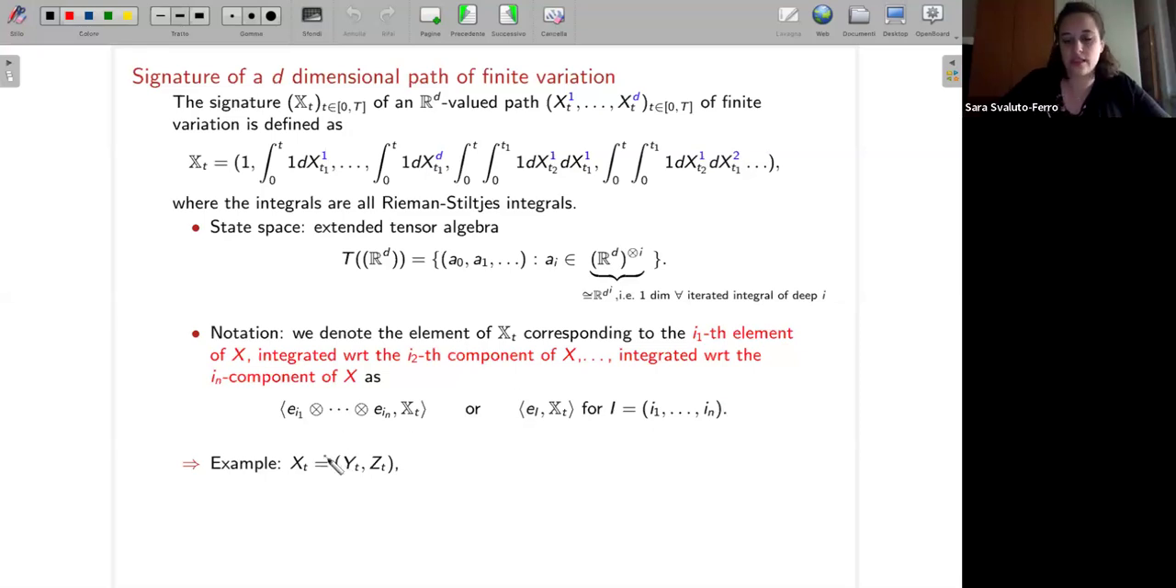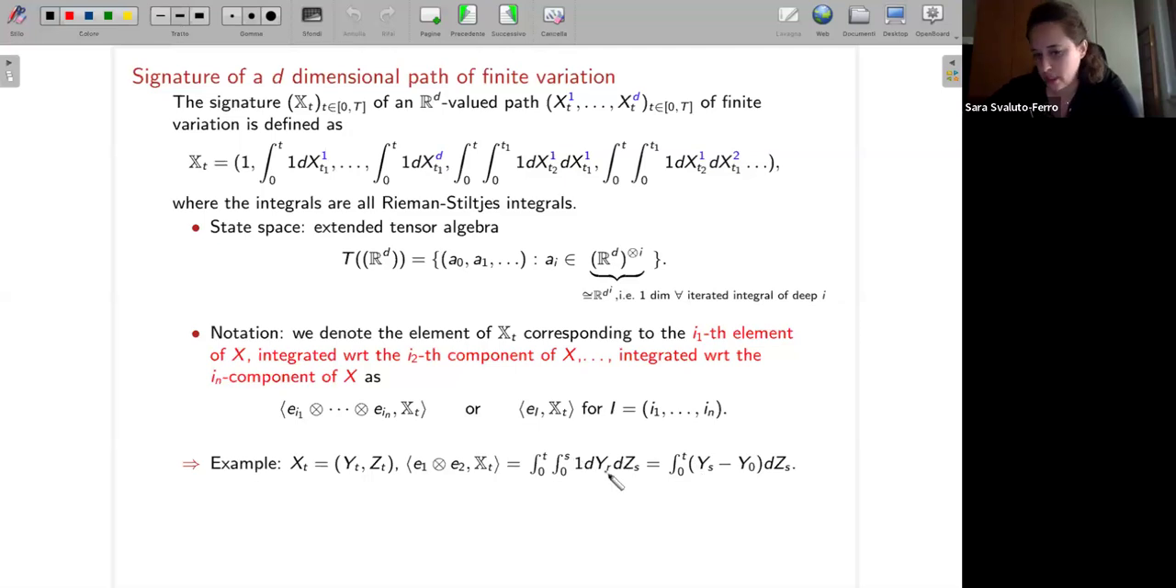For example, just to see, if we have a two-dimensional process and we want to compute the element (1,2) of the signature, we get the integral of 1, with respect to the first component, which is y, integrated with respect to the second component, which is z. The first integral can be computed explicitly: it is y_s minus y_0, integrated with respect to z_s. This is just to give you an example of what this component of the signature would be.